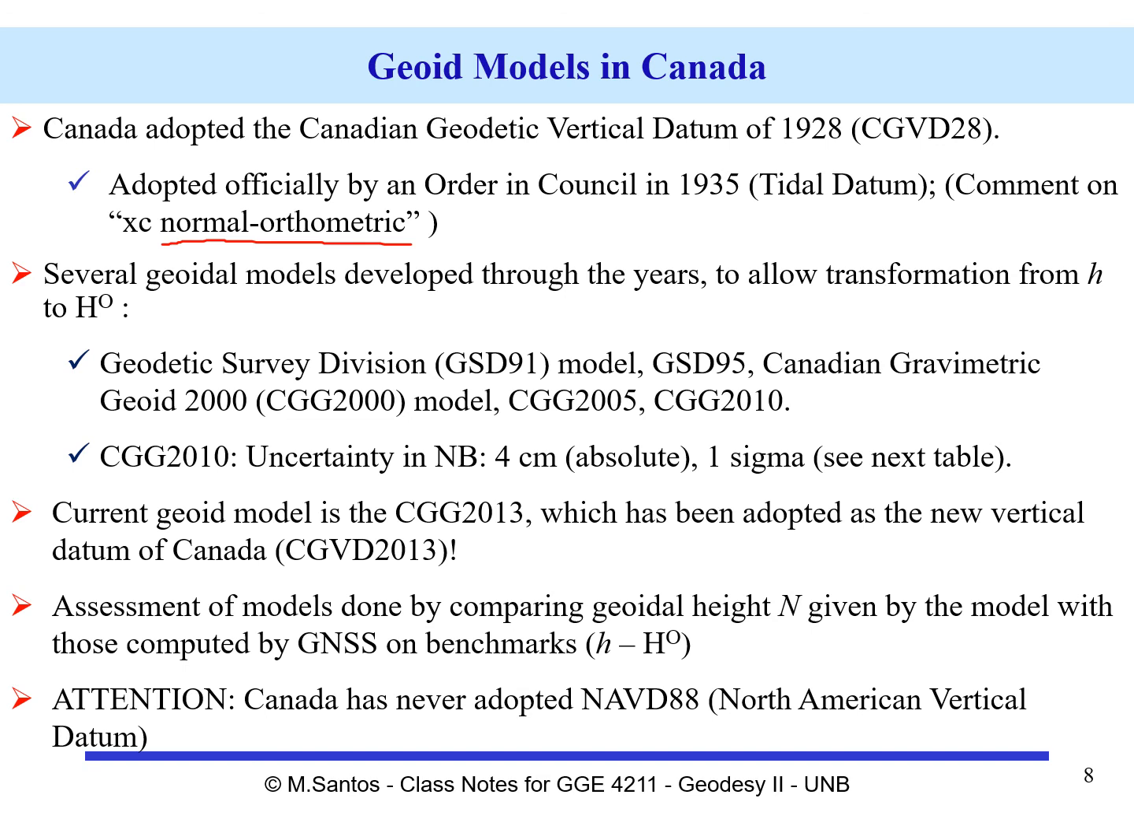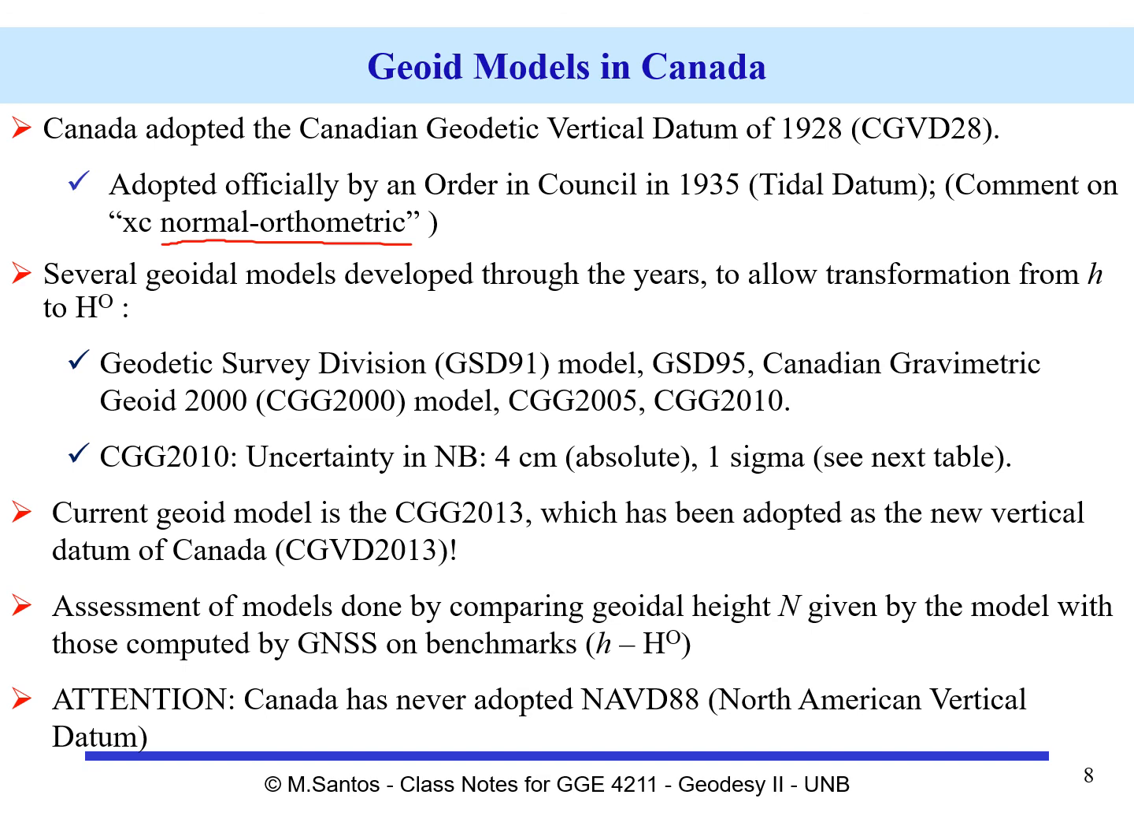The uncertainty in terms of the geoidal heights is at the centimeter level. For example, in New Brunswick, we have an absolute precision at the centimeter level, at 1 sigma. We are going to look at that in the next table. The CGG2013 was then adopted as the new vertical datum.